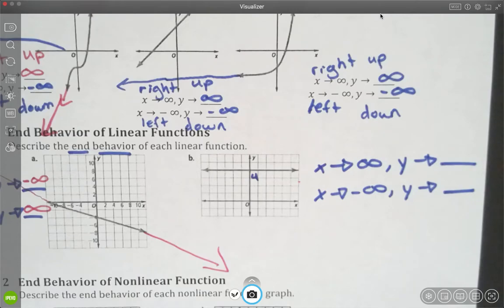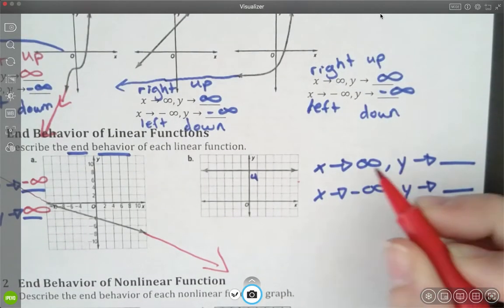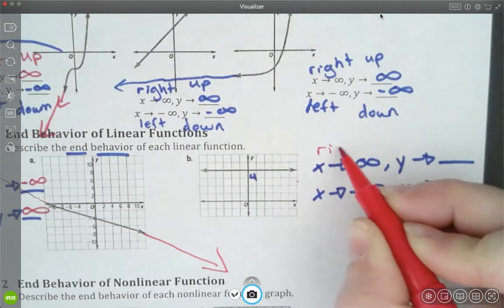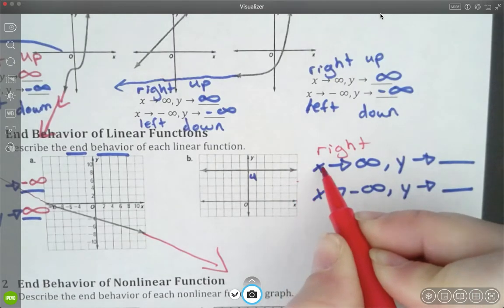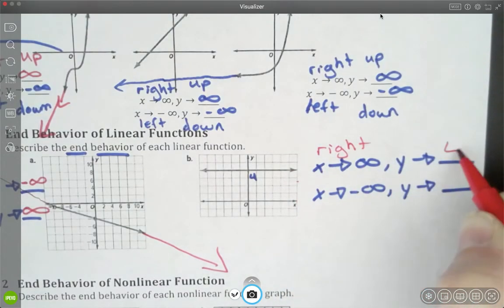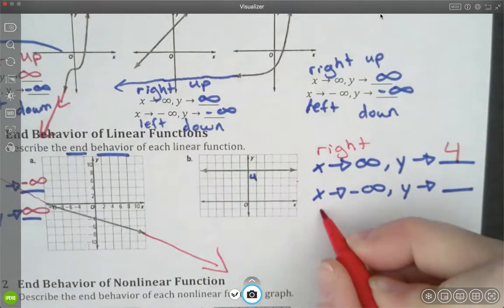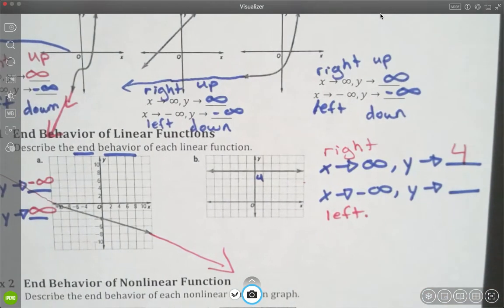So think about this in terms of left and right again. As x goes to infinity, which direction is that? That's right. As it's going to the right, is it going up or down? No, it's staying at 4. That's the only time you will have a number in that slot, if it's a horizontal line and staying there. As x is going to negative infinity, which means going to the left, what's happening? It's staying at 4 again. This is the only time you will have a number in that spot, because it's a horizontal line staying at that same point. Does that make sense?